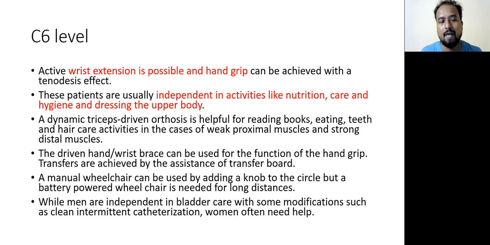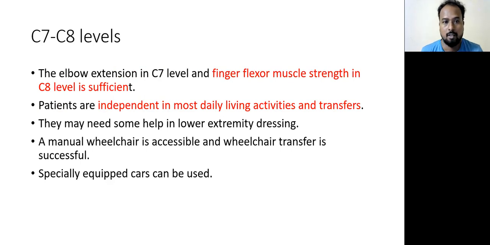At the C6 level, they have additional wrist extension and a hand grip is possible. So with a bit of hand function, in terms of eating and other things, they can manage fairly well, and to a greater extent, dressing of the upper body. So C6 is critical for having some form of upper limb function. At C7 and C8, you have additional finger flexion strength, which means that daily living activities are independent. It is referring to upper limb function in terms of dressing and so on, not the lower limb. So it doesn't mean that they really get better.